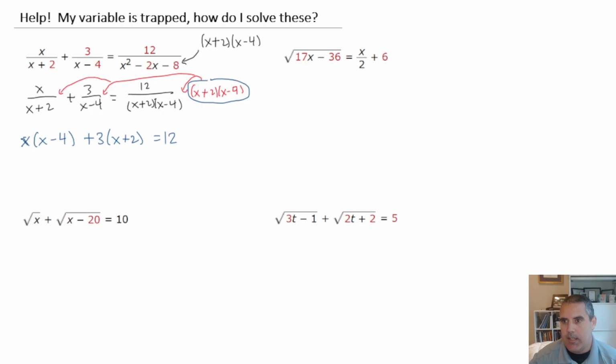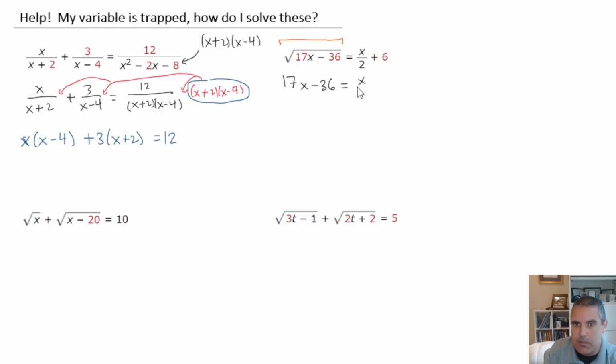Okay, so on to the next one. Let's go upper right there. The variables are trapped, but we can handle this fairly quickly by squaring. So in all these cases where there's radicals, we're going to square at some moment, and we can do that right now. I would say we have isolated the square root, and so we're already at a moment where we could square both sides. So let's do that.